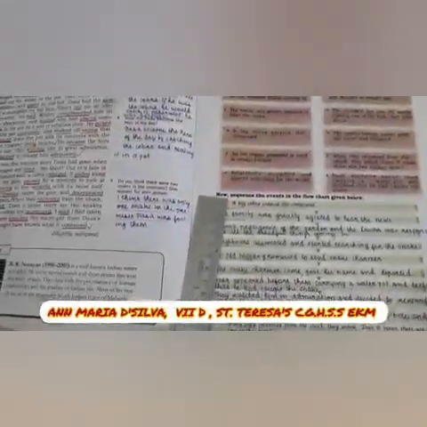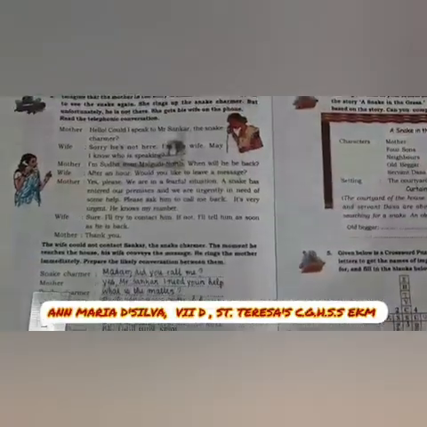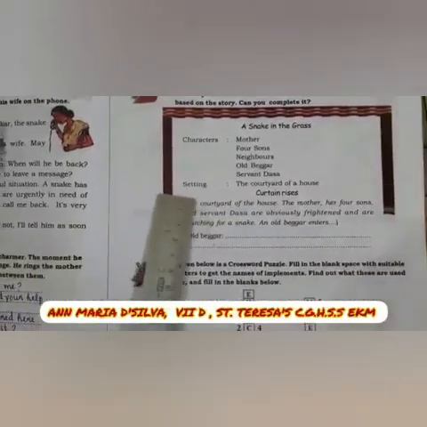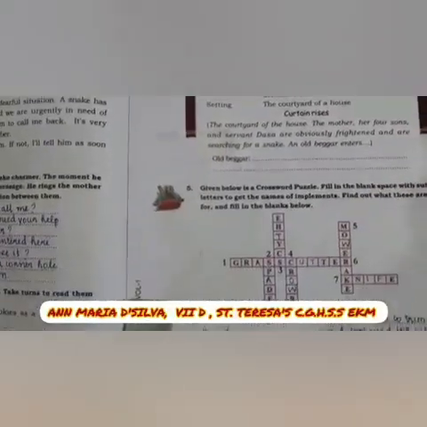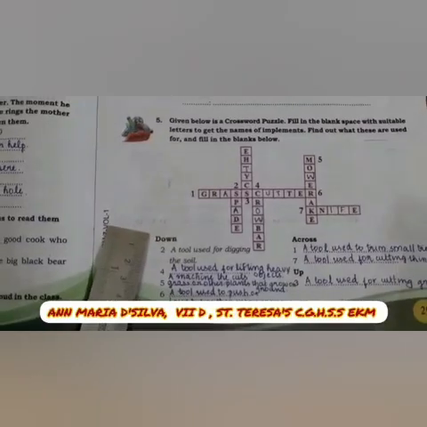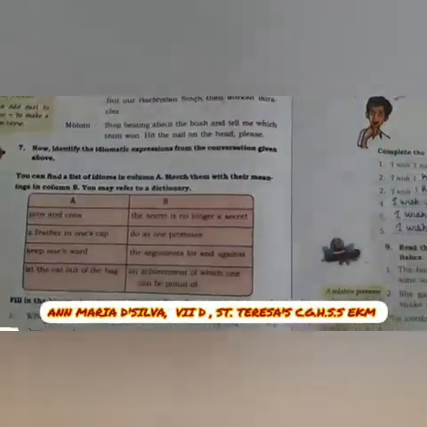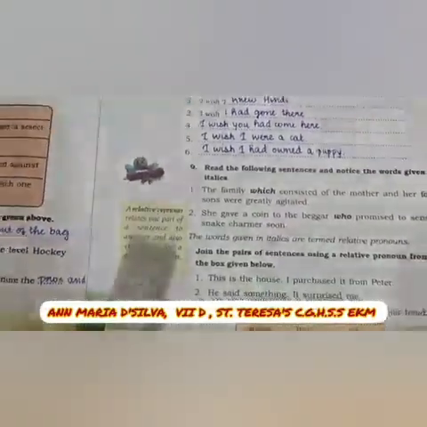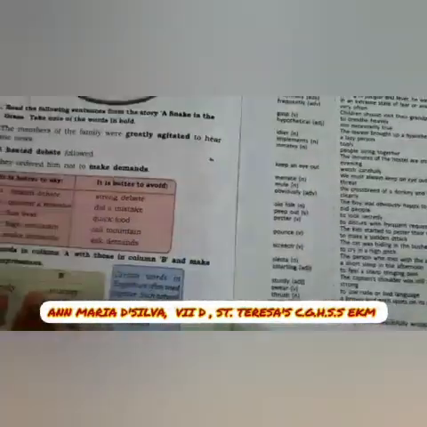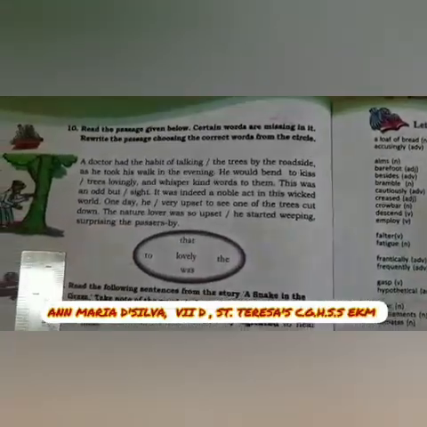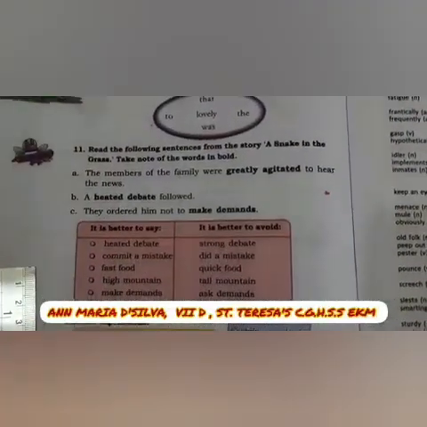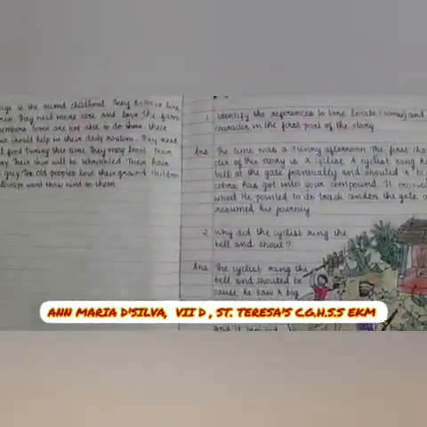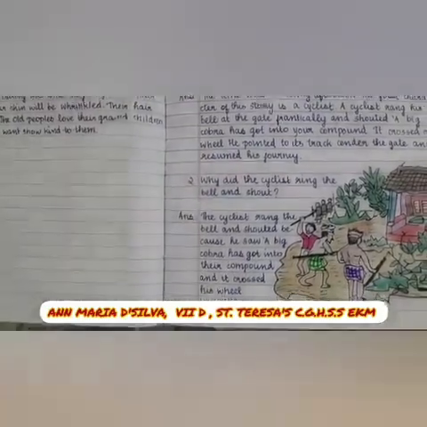Correct the jumbled order activity. Conversation between snake charmer and mother. A few tongue twisters. Script of the Snake in the Grass story. Word puzzle and clues. Activities related to idioms. I wish I had activity. Relative pronoun activity. Fill the missing word activity. Here is the last activity of this chapter related to collocation. Here come the activities that I've done in my notebook.